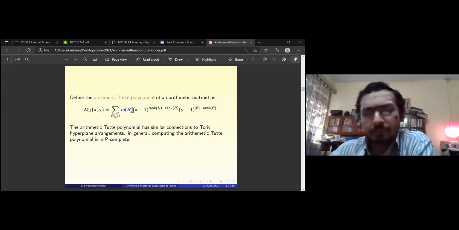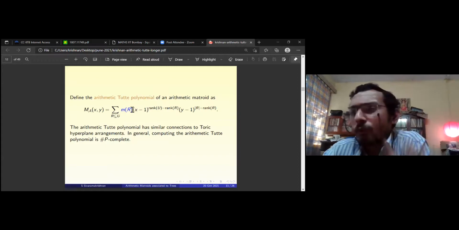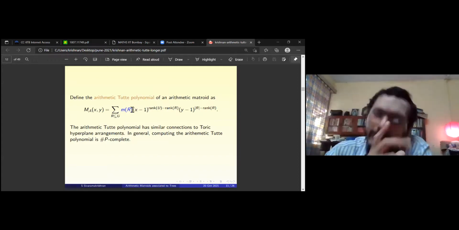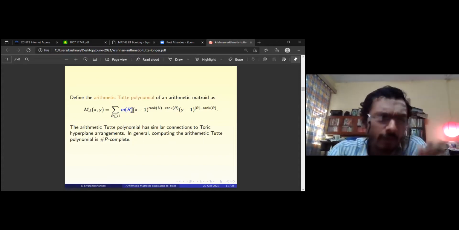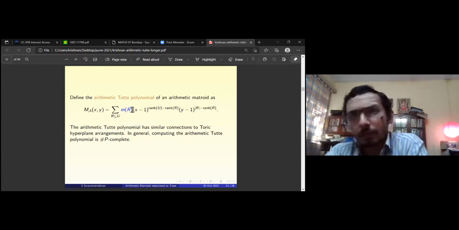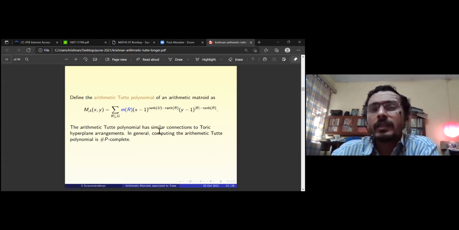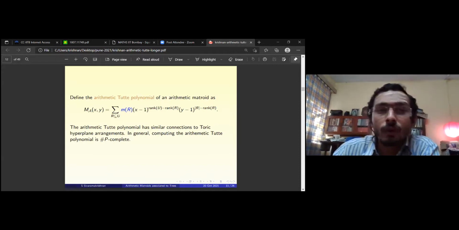This has some extra features. So this is like augmenting. This is only more special: only when you have a list of integer vectors can you define this. And in this case, many things that are done for matroids are now done for arithmetic matroids. In fact, quite a few things have been done for the arithmetic Tutte polynomial. Just like you had hyperplane arrangements there, these are connected to toric hyperplane arrangements.